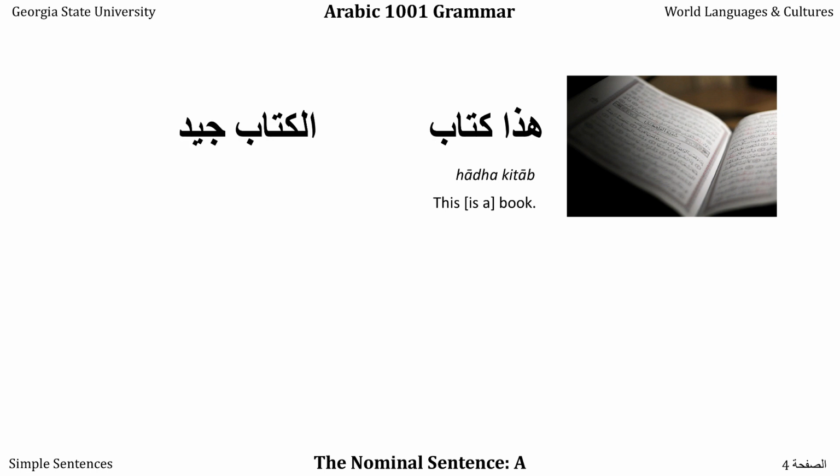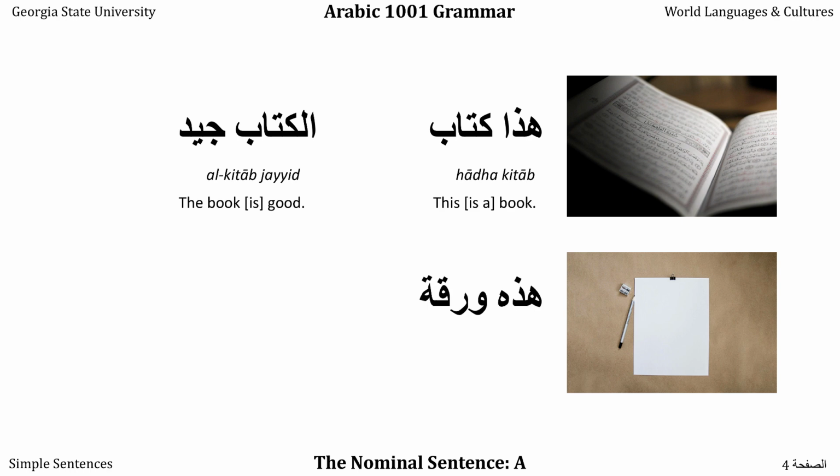We can make it a little more complicated. We could say al-kitab jayyid. Al-kitab is the book, jayyid is good. This means the book is good. There's no is here, but we know it's a sentence because al-kitab is definite and jayyid is indefinite. So we go from definite to indefinite, we have a sentence. The book is good. If it were the good book, we would put alif lam on jayyid.